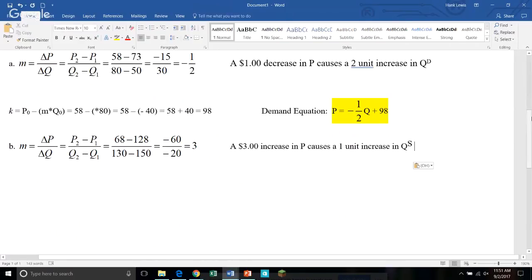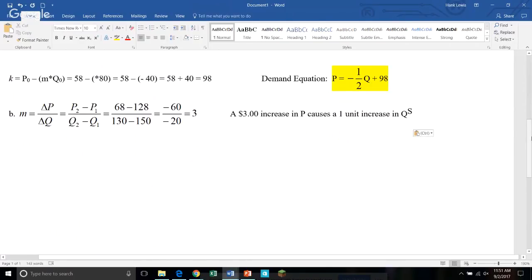A $3.00 increase in the price causes a 1 unit increase in quantity supplied. Yay. It would be equally correct to say a $3.00 decrease in the price causes a 1 unit decrease in quantity supplied, but notice, direct relationship. The two variables have to change the same direction. Notice it's QS, not QD. Watch out, those are some common mistakes.